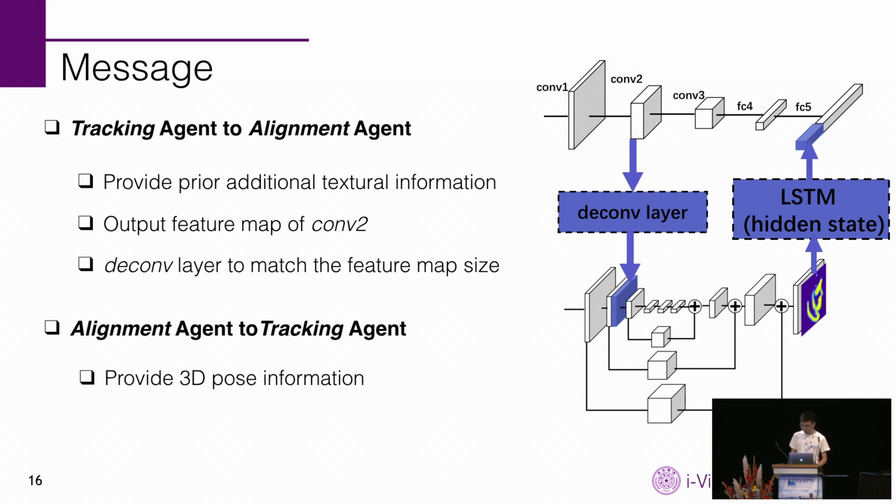We adopt a deconvolution layer to match the size of the feature map. The message passed from the alignment agent to the tracking agent provides 3D pose information for bounding box tracking. As the human head has a limited range of rotation angles, the pose variation could help the tracking agent to better track the face.